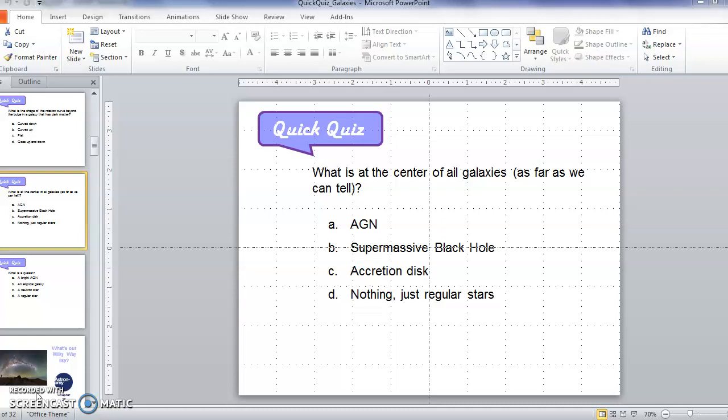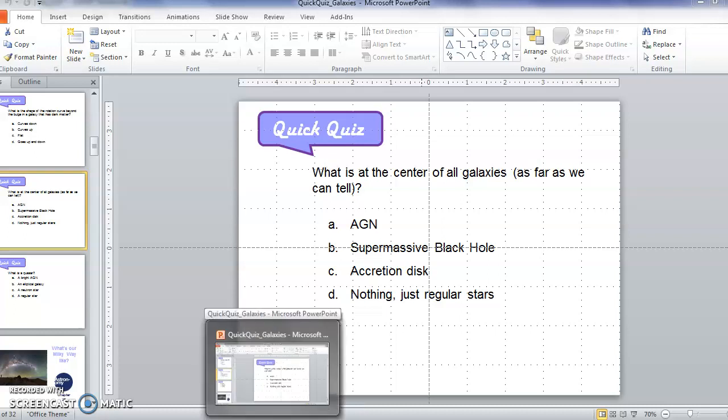Today's topic is going to be the Milky Way galaxy, but before we get started in that, tell me, what is at the center of all galaxies, as far as we can tell, and the key word here is all. Go to your Moodle clicker quiz to answer that question when you're done watching the video.